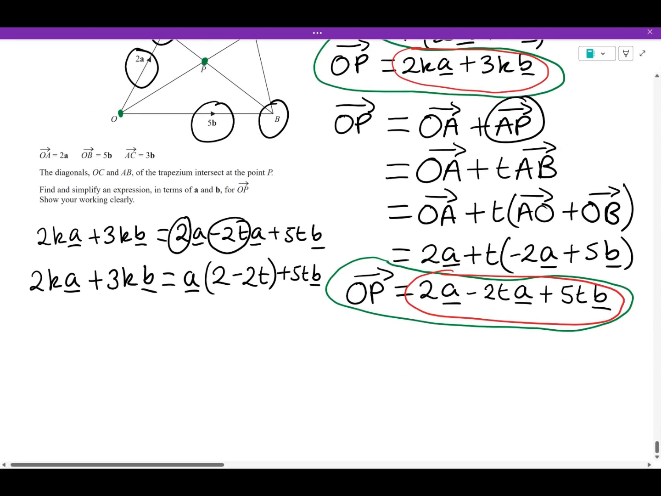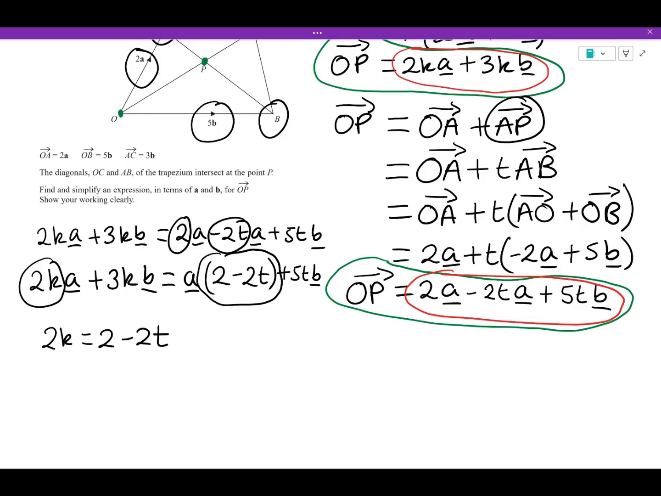Now both sides are in the same format, we can equate coefficients. If we have 2ka on this side, okay, that means we have 2k lots of A. Well, the amount of A I have on the other side in terms of how many lots is 2 subtract 2t. So therefore 2k must be equal to 2 subtract 2t. We're equating coefficients. Now let's consider my b's. Well, I got 3k lots of b on the left-hand side. We got 5t lots of b on the right-hand side. So 3k is going to be equal to 5t, like that.